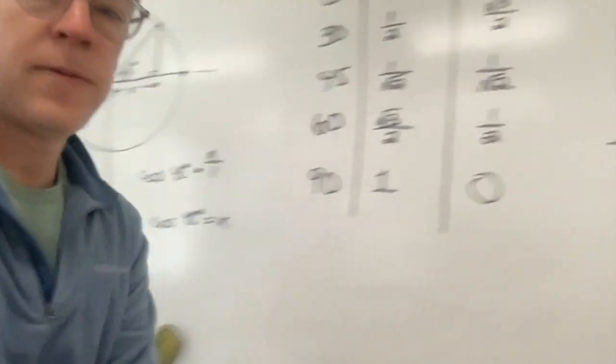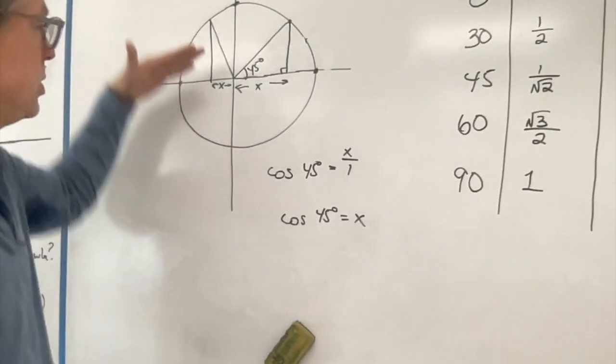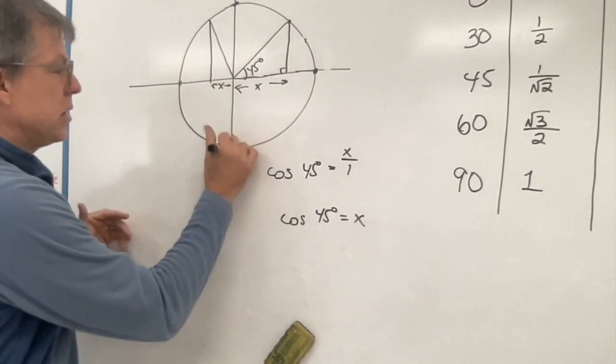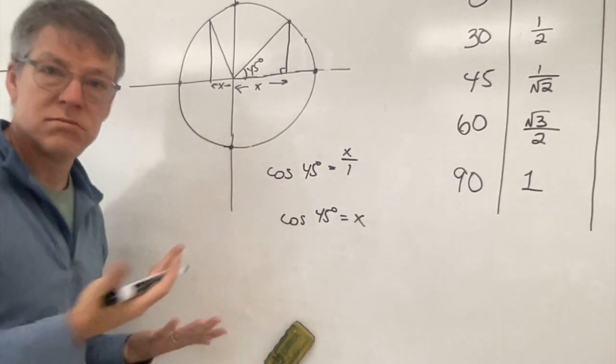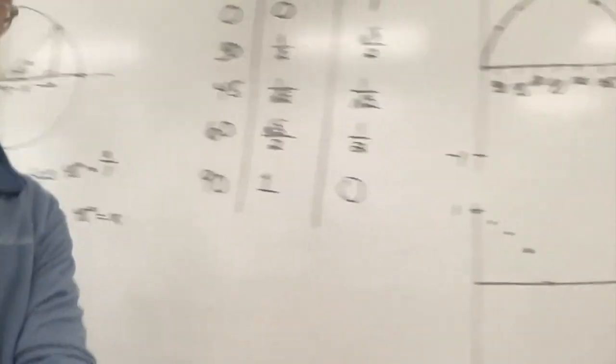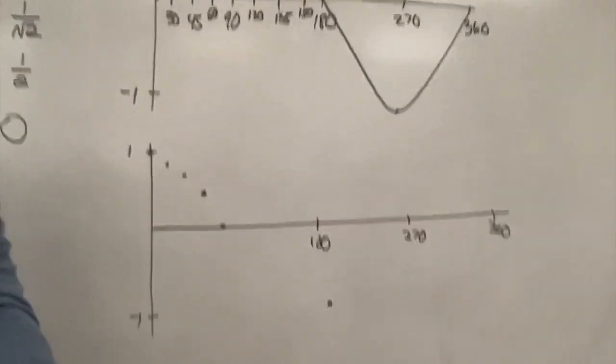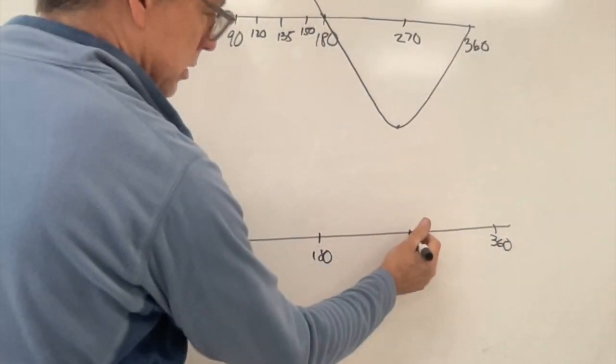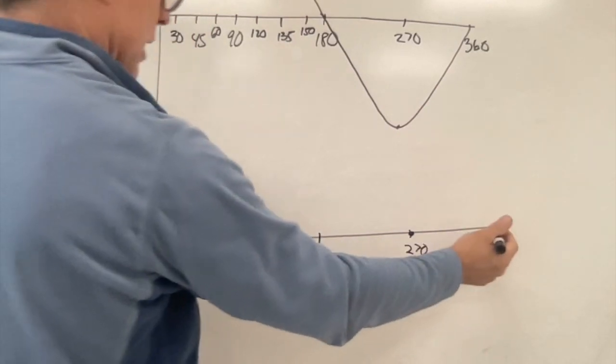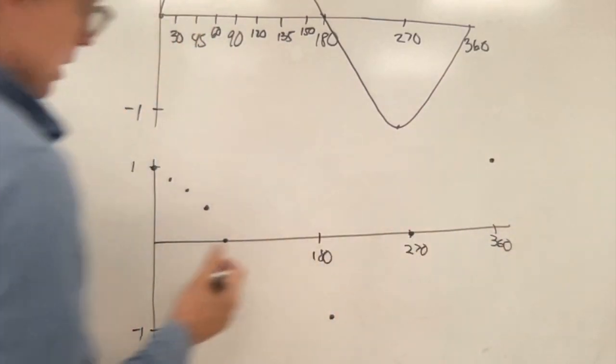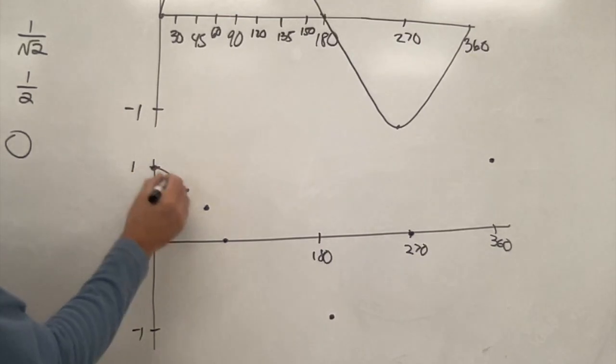What about 270? Let's see. So if I go down to 270, check it out. If I'm down here, guess what my x-coordinate is? 0, right? So that means I've got 270 at 0. And then back at 360, I'll be back at my beginning spot, so at 1. So can you see how this curve is going to look?